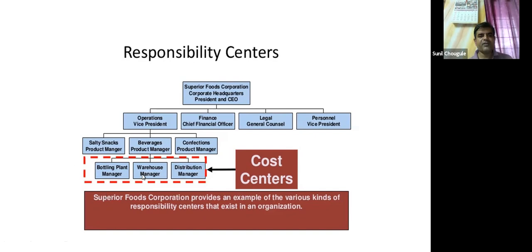Now, the warehouse, where all these products require a certain temperature and a certain humidity, and that's why a warehouse with proper atmospheric conditions is also required. So that one is a cost center. And distribution manager: all these products throughout the country, if it is an example from India, for Superior Foods Corporation, distribution is a big challenge.